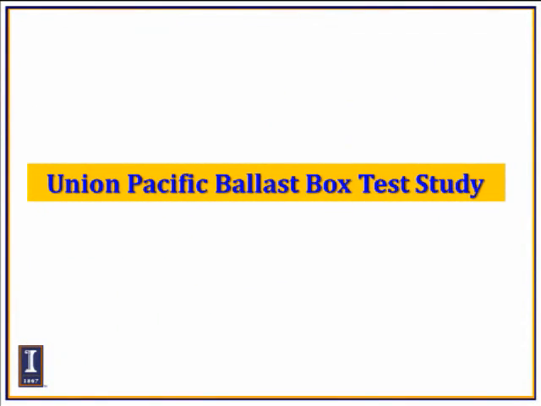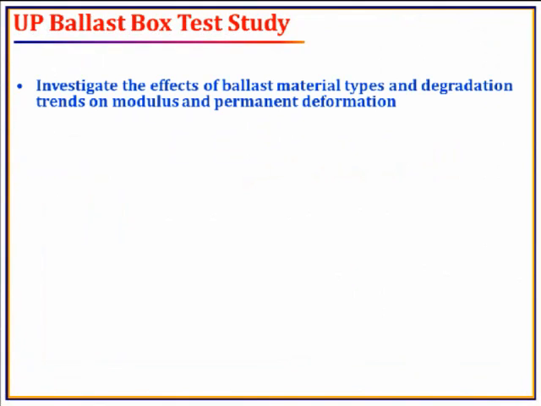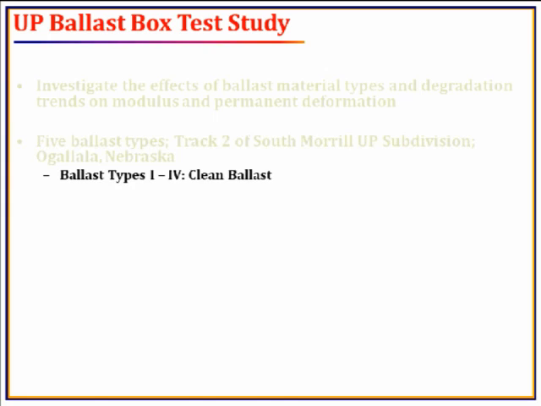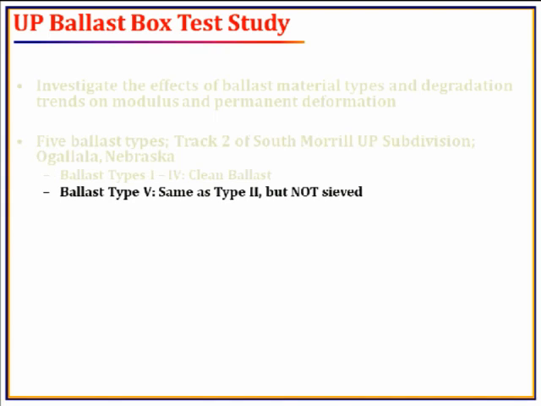This is the Union Pacific ballast box study. We are investigating the effects of ballast material types and degradation trends on modulus and permanent deformation. We have tested 5 different ballast types, namely type 1 to type 5. These ballast materials were collected from track 2 of South Morrill UP subdivision, Ogallala, Nebraska. Ballast types 1 to 4 were clean ballast. Ballast type 5 was the same as type 2 but not sieved.